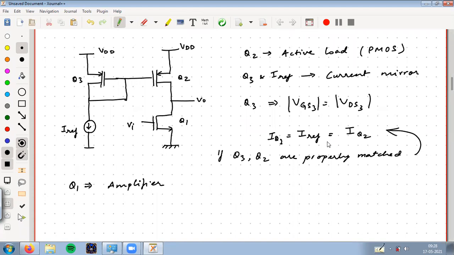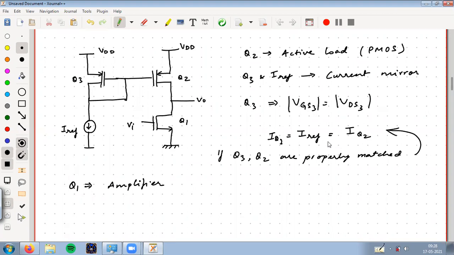Understood the points here. One, Q2 acts as the active load, which is PMOS. Q3 and I reference behave as a current mirror. For Q3, VGS3 and VDS3 are the same, and its corresponding VGS and VDS values will be the same. Why? Because gate and drain are shorted. Next, whatever current is flowing through Q3 will be the same as I reference.